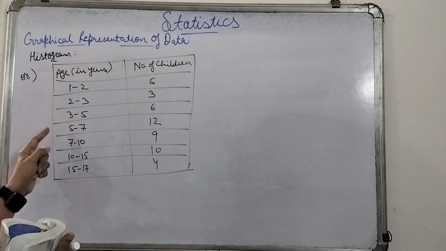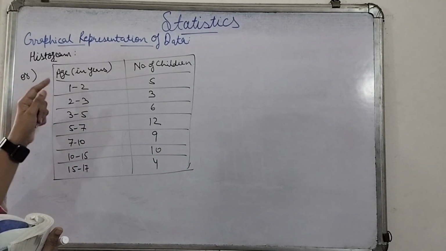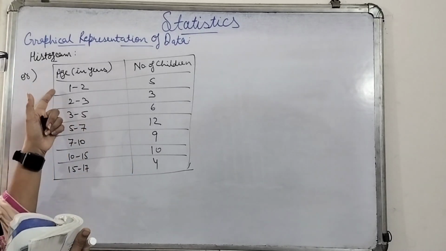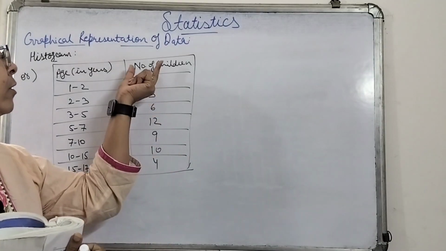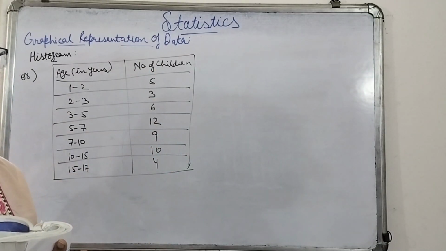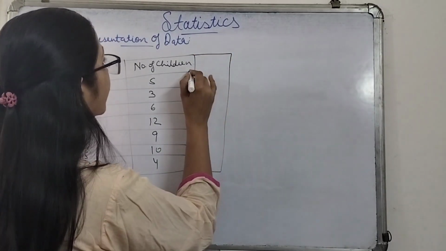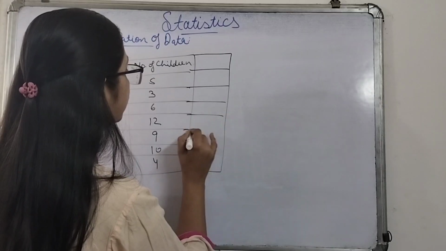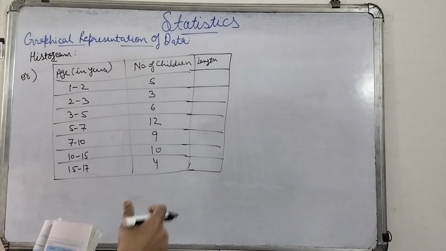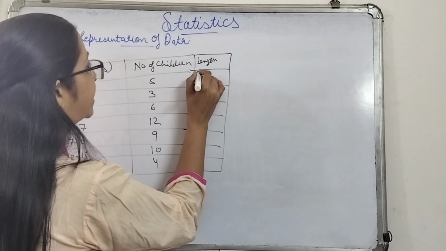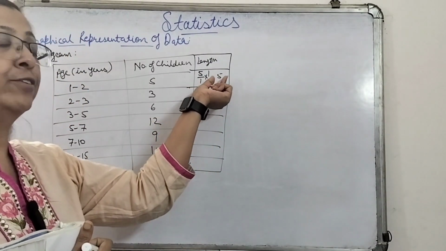So what we will be doing is changing this frequency accordingly, proportionately. We will be considering the lowest class size. Over here the lowest class size is 1. So according to the class size of 1, we will be changing all the rest of the number of children, the frequency, accordingly. So over here we'll be making one more column, which will show the length of the rectangular bar. For 1 to 2 it is 5, so we'll be taking this as it is, because 5 divided by 1 multiplied by 1 is 5 only. Its length will be till 5 only.